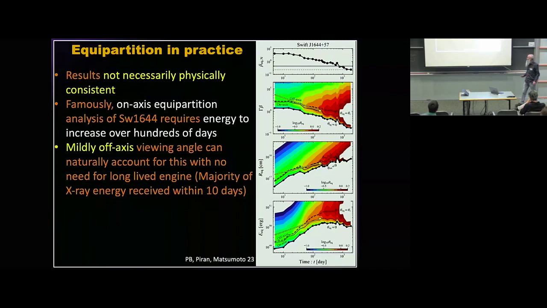In this case, as time goes by, you are seeing closer and closer to the core of the jet, where there is more energy that is becoming available to the observer within the beaming cone towards the line of sight. And therefore, you naturally get an increase in energy without having to actually inject energy over a long time period.